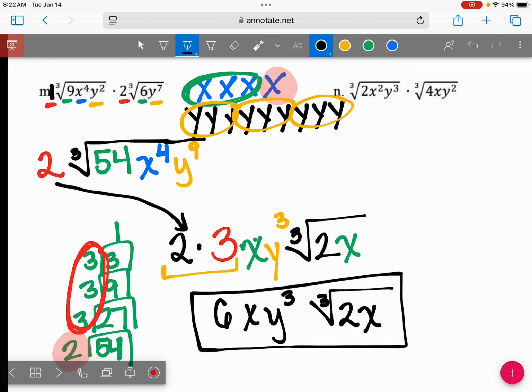All right, I want you all to try to do letter N by yourself, and we're going to come around and check your work. So you're multiplying first, and then you're going to simplify.